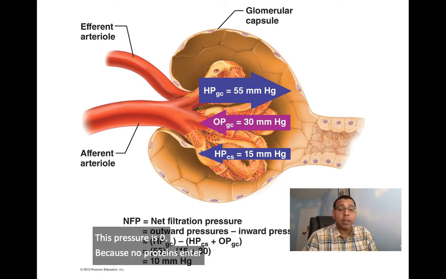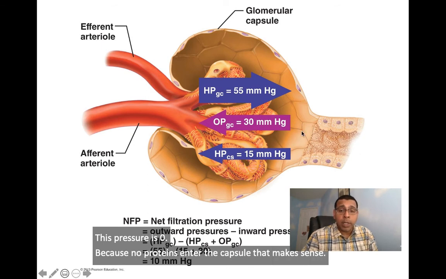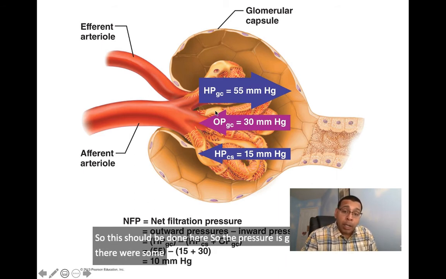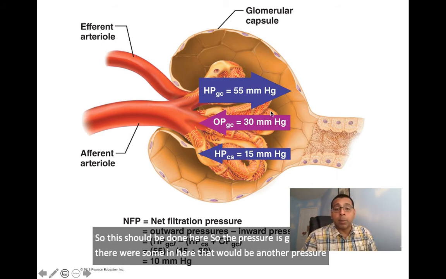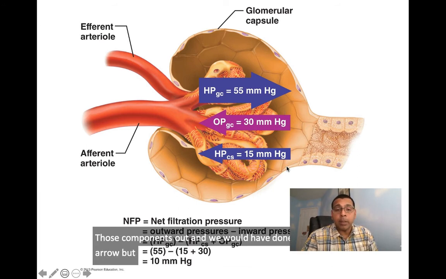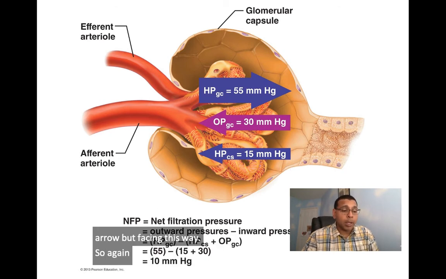Does that make sense? No proteins in here. They shouldn't be filtered out. So there should be none here, so the pressure is going to be 0. If there were some in here, that would be another pressure pulling those components out, and we would have another arrow, but facing this way. So again, these are outward pressures.